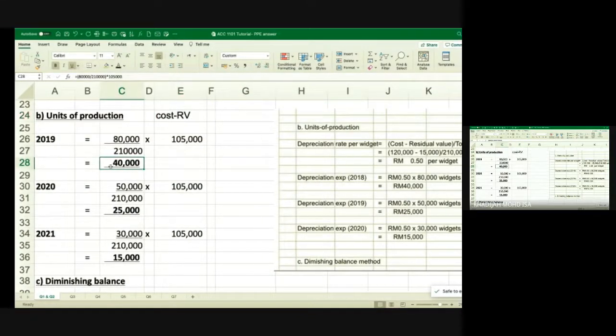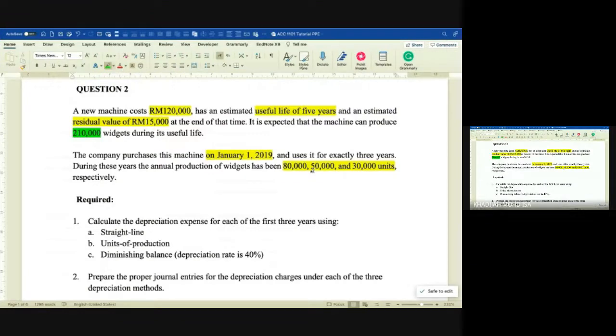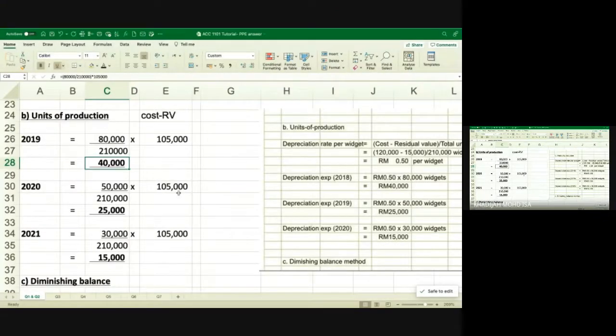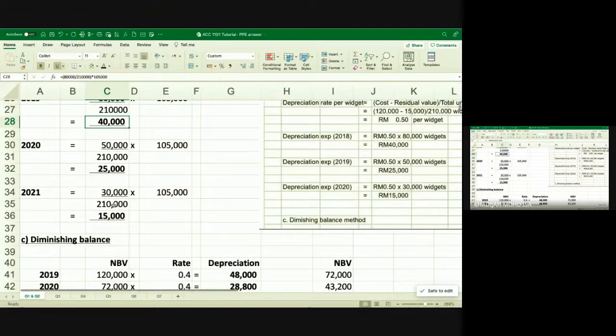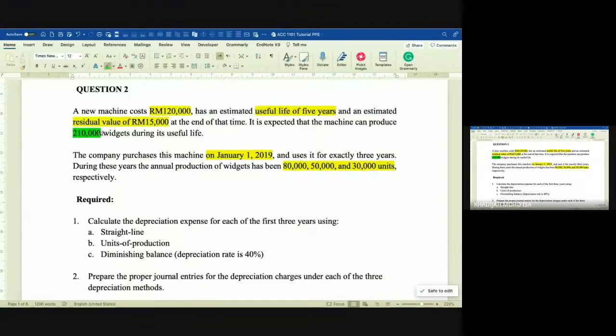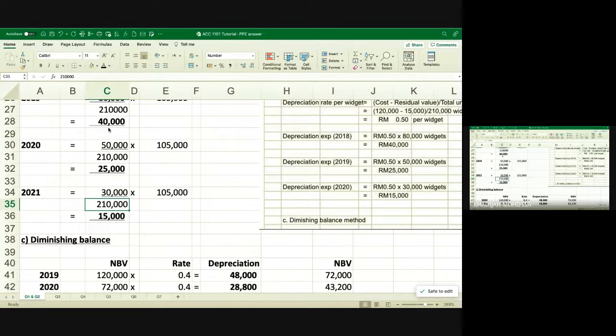Do the same for 2020, but in 2020 you only have 50,000 units of production. 50,000 over 210,000 times 105,000. Right? And then you get 25,000 for 2020. And for 2021, you have 30,000 units. So 30,000 over 210,000. Why 210,000? That is the total machine production. So you apportion the cost depending on the number of units produced. All right, so that's how you get 30,000 over 210,000.